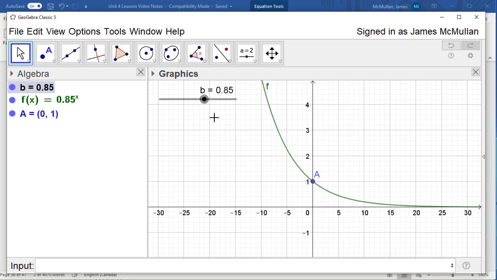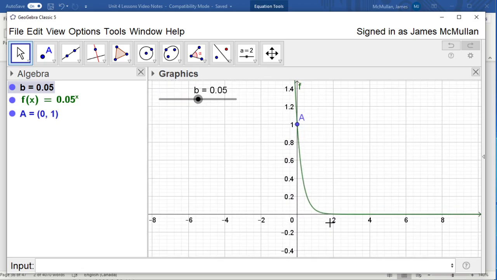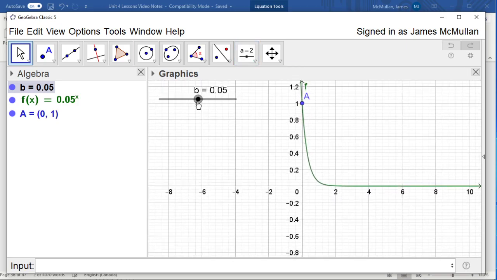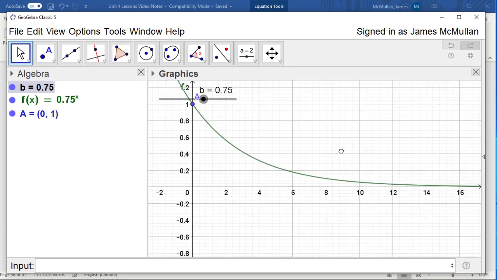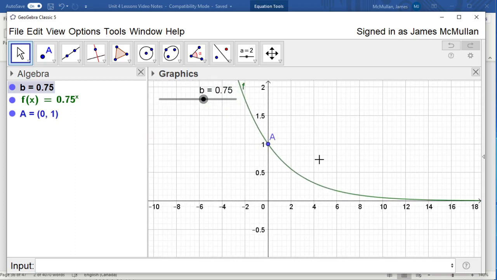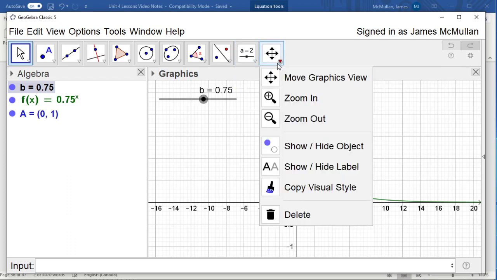Now, as you make b closer to 0, the decay gets more rapid. So this decay is extremely rapid. It brings the function all the way down very close to 0 within 2. Whereas the one I was looking at originally, the 0.75, takes a while before it approaches 0, closer to 20. So we have this general phenomenon about what's going on in this function.